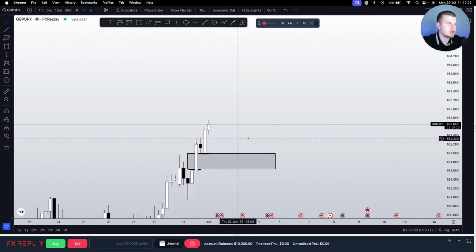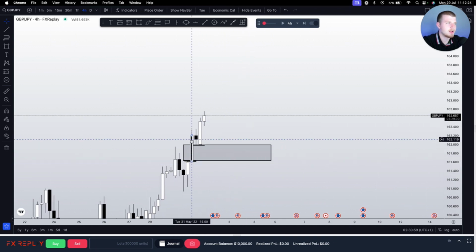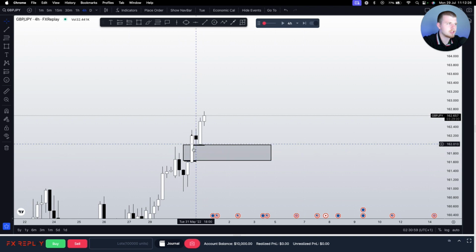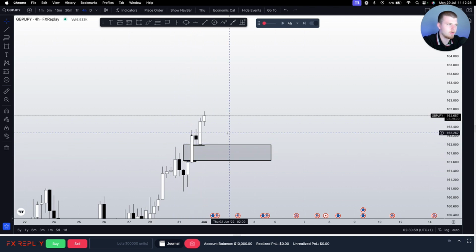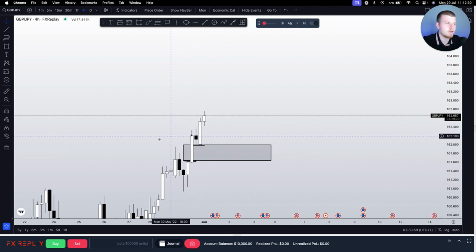That is a bullish fair value gap. Why? Because the expansion candle is bullish. The top wick of the first and the bottom wick of the third candle do not overlap. So this is a valid bullish fair value gap.